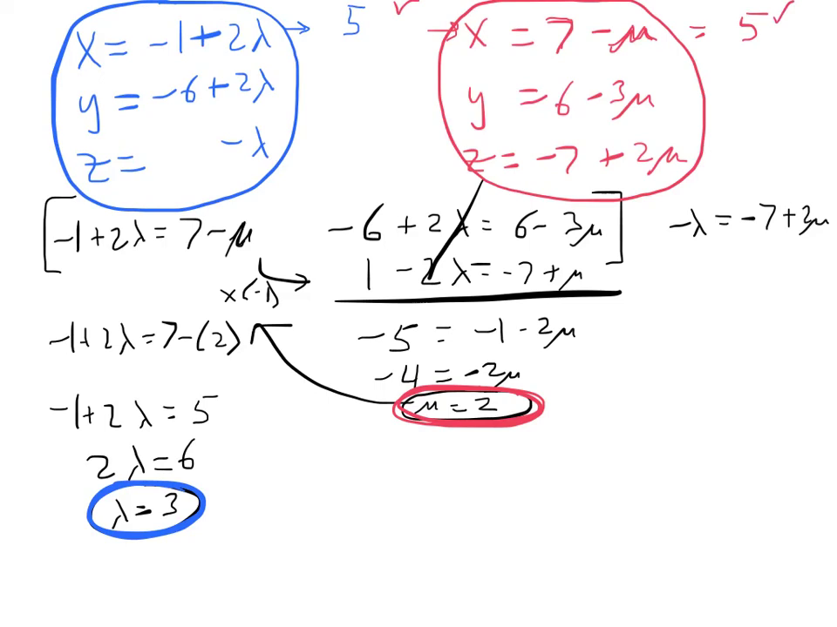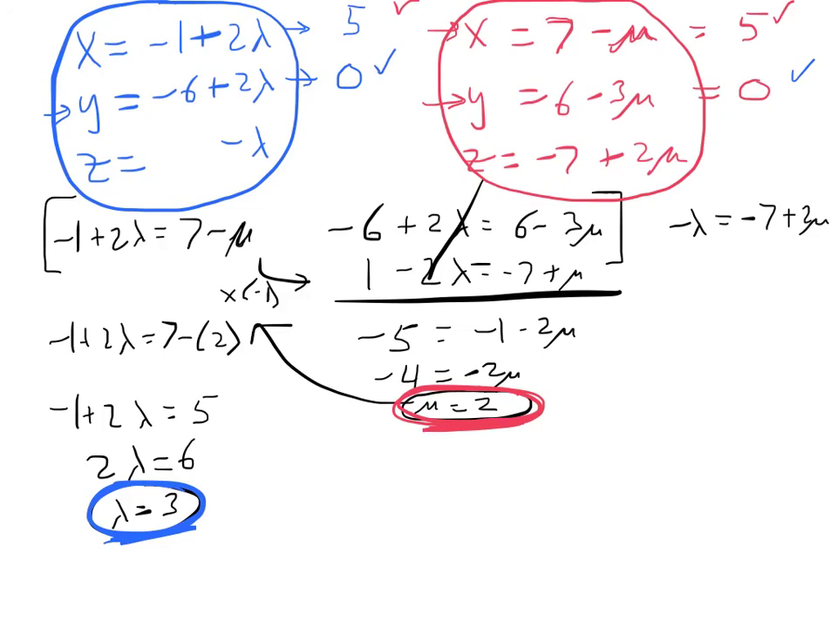Unlike the previous problem where the first two didn't work out and I just stopped because it looked like it was skew, we keep going. So now I'm going to plug in 3 to y, -6 plus 6. This one is 0. Let's find out if the other one's 0. When I plug in mu equals 2 to this one, I get 6 minus 6. That's again 0. This is exciting because these two are now the same.